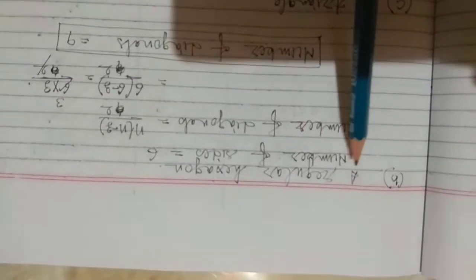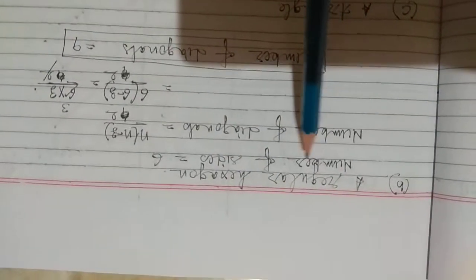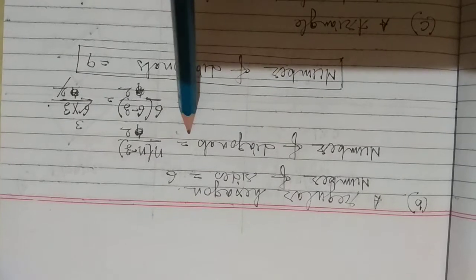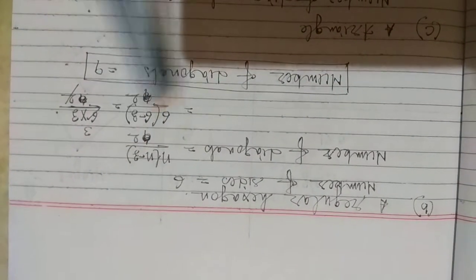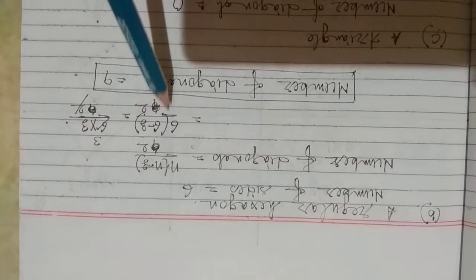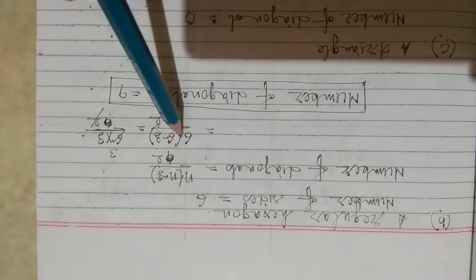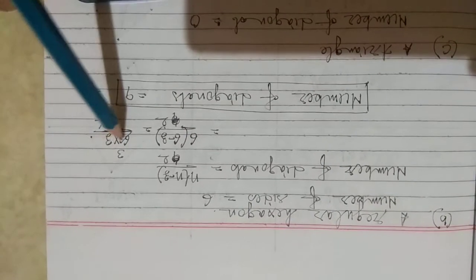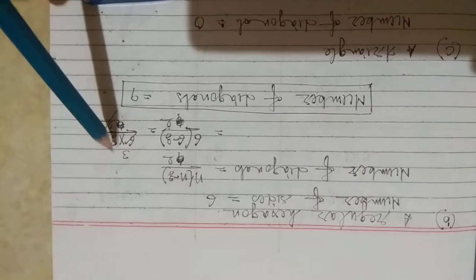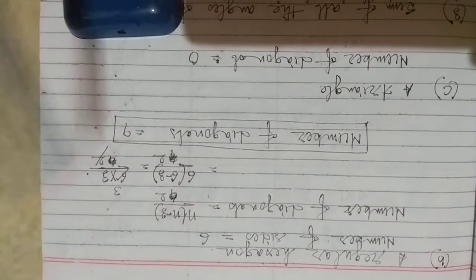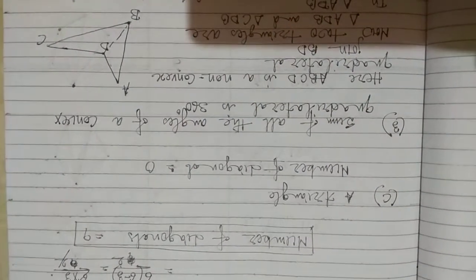Next, B, a regular hexagon. The number of sides in a hexagon is 6. The number of diagonals is n times (n minus 3) divided by 2. Here n equals 6, so 6 into (6 minus 3) by 2. 6 minus 3 is 3, so 6 into 3 by 2. Now 2 threes are 6, so 3 threes are 9. So the number of diagonals equals 9. In a triangle, the number of diagonals is 0.